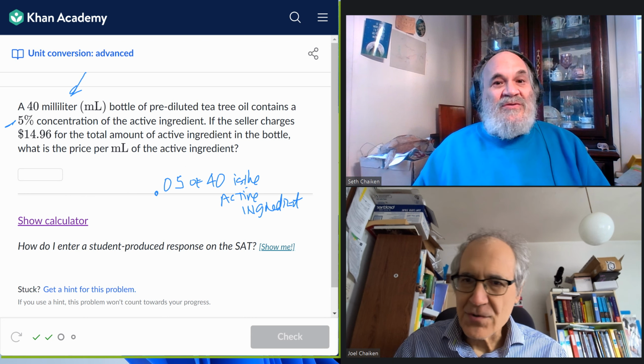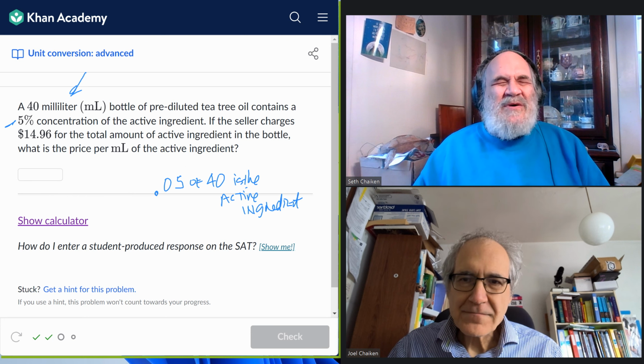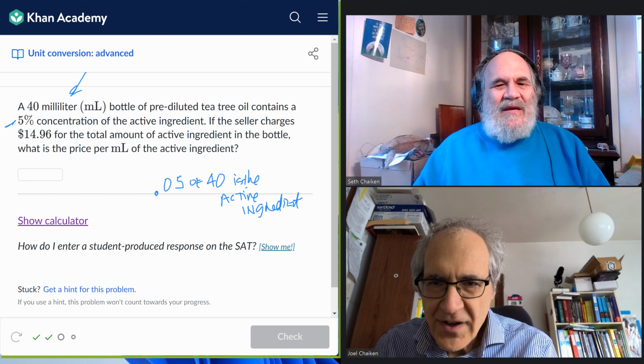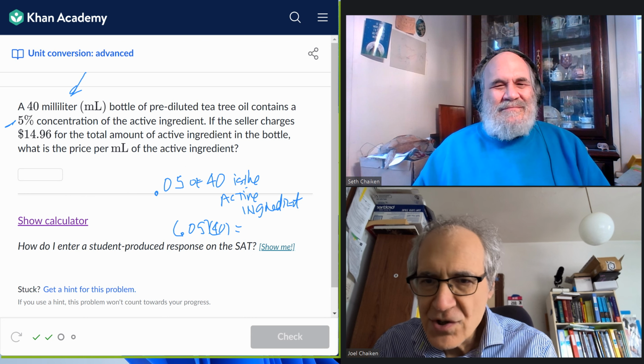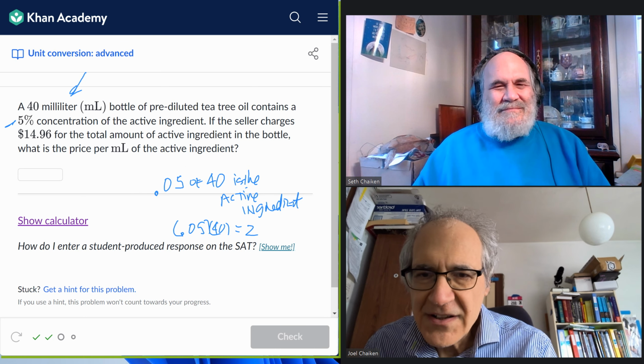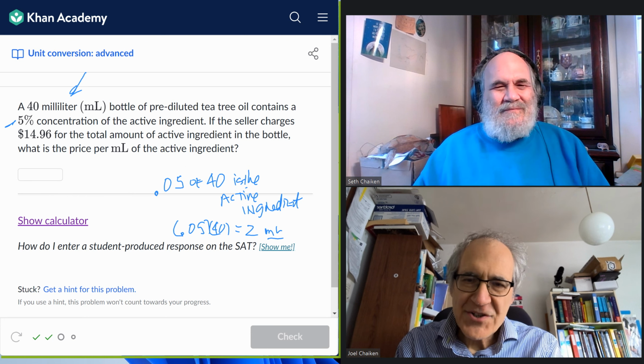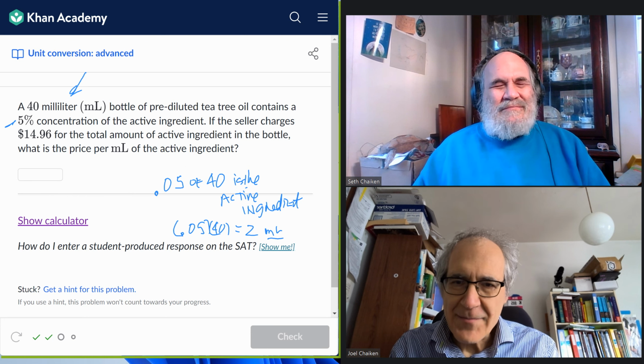So you say 0.05 times the unknown. How much of the active? 0.05 of 40. So it's 0.05 times 40, which is 2. It's 1/20th of 40. It's 2 milliliters of the active ingredient. Now the question is, what do we divide that by?